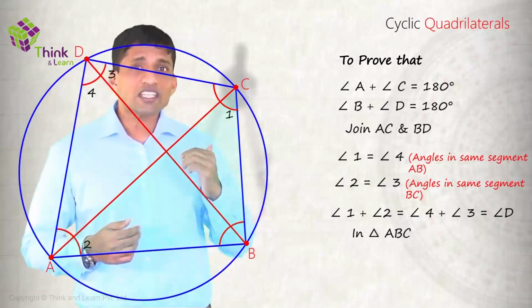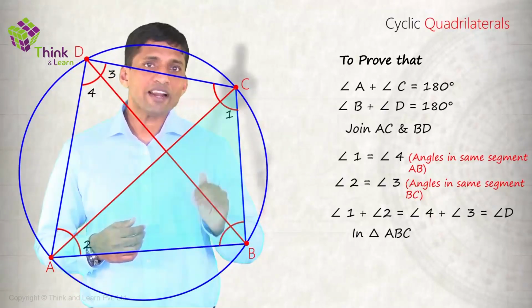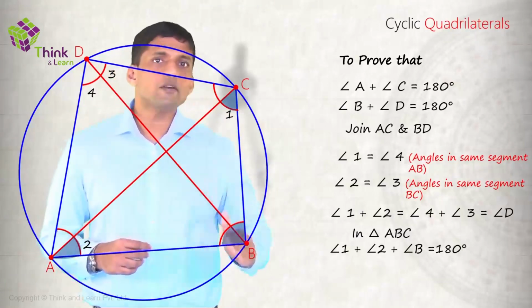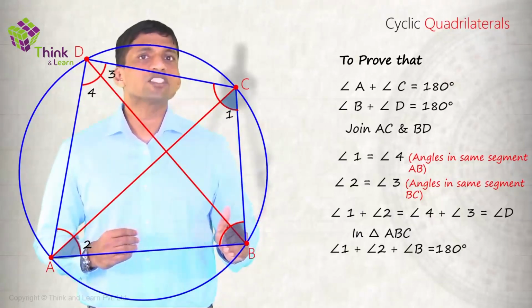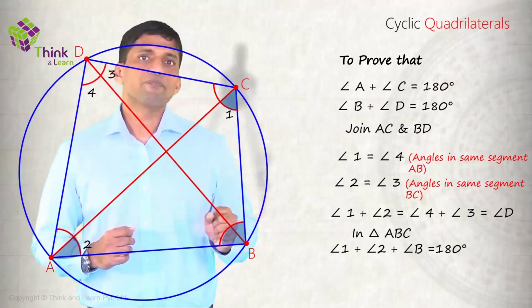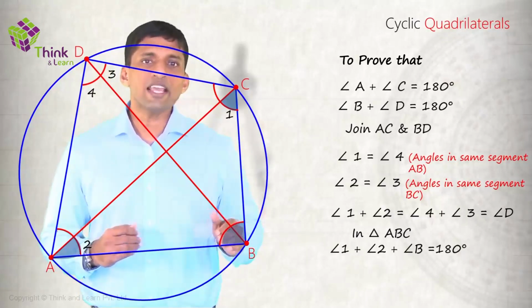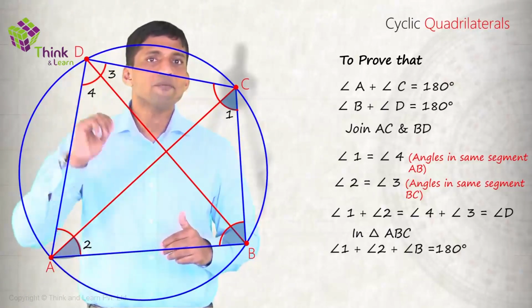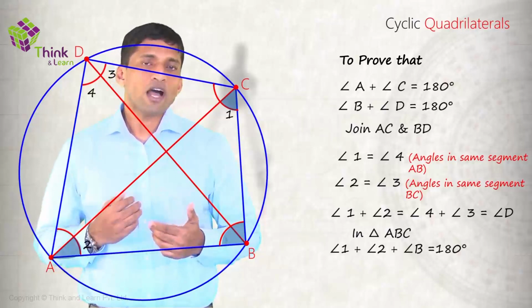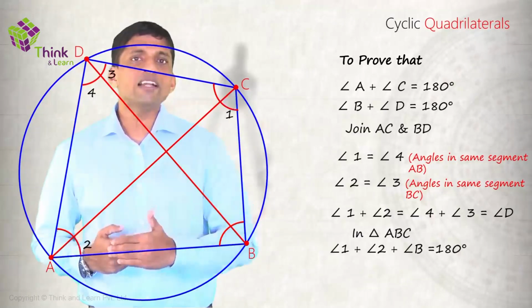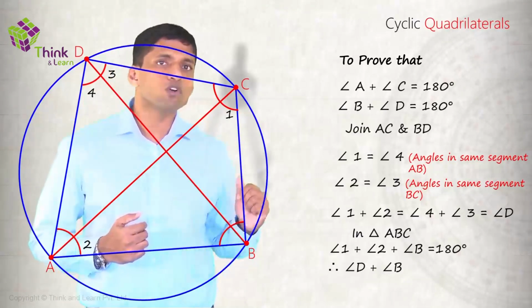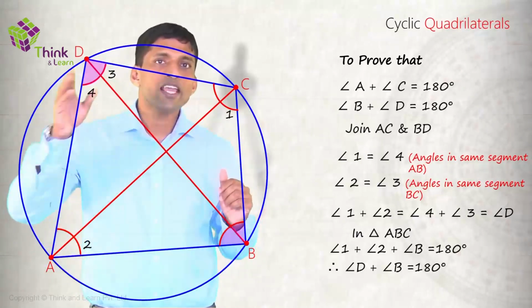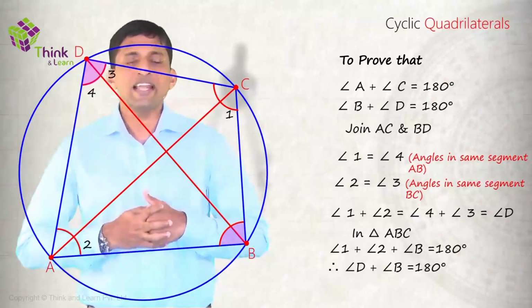After that, consider triangle ABC, this particular triangle. In this triangle, angle 1 plus angle 2 plus angle B, that's equal to 180 because they are angles in a triangle. So sum of angles in a triangle is 180 degree. Angle 1 plus angle 2, I can replace it by angle D from the previous statement. So I can rewrite angle D plus angle B equal to 180 degree. That is, these two angles, angle D plus angle B equal to 180 degree.